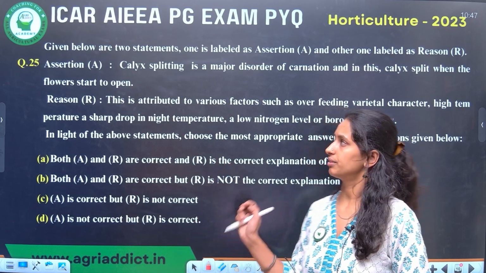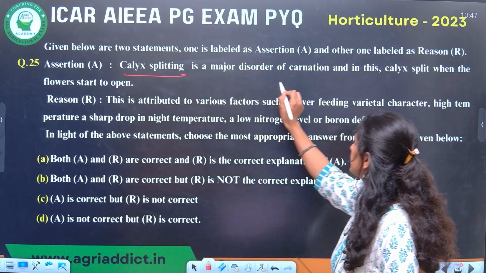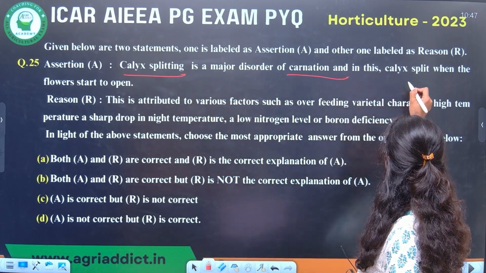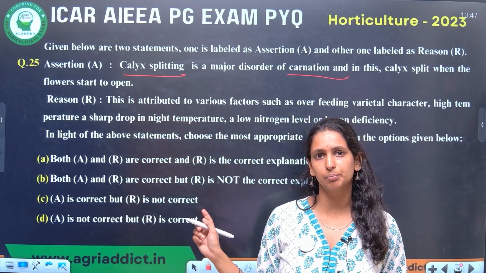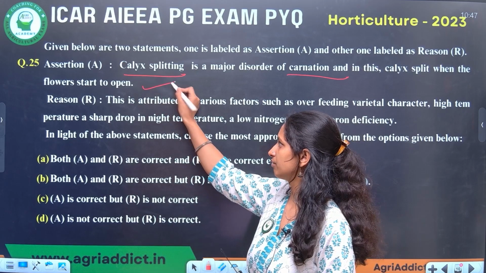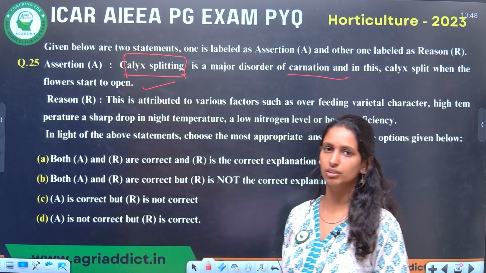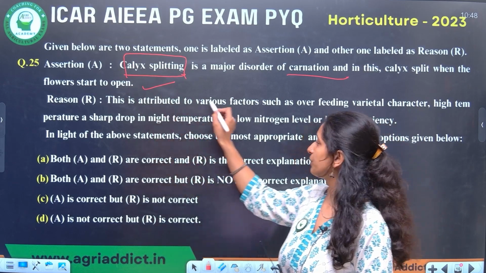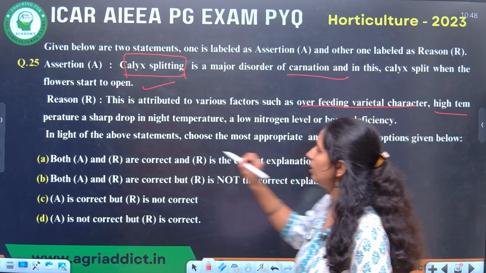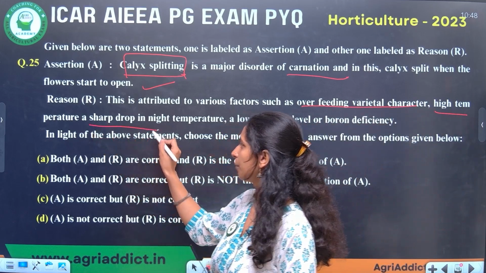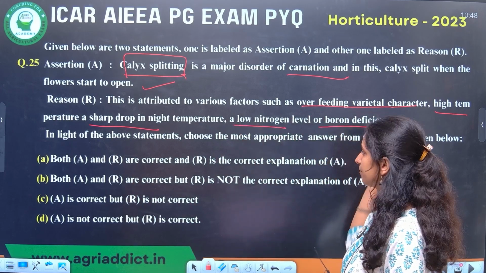Assertion reason type of question. First assertion: calyx splitting is a major disorder in carnation, and in this calyx split occurs when the flowers start to open. So they have given the correct statement about calyx splitting. Then we have to check whether the reason for the calyx splitting is given in the reason or not. So this is attributed to various factors such as overfeeding, varietal character, or high temperature, and next a very sharp drop in the night temperature, low nitrogen and low boron or boron deficiency.